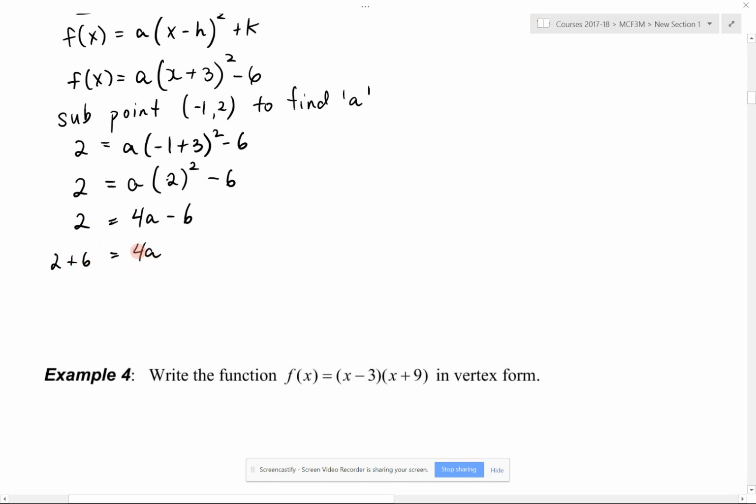And then if I want to get rid of the 4, I'll divide both sides by 4. So 8 divided by 4 equals 4a divided by 4, which just gives me a. And then the last step is 8 divided by 4 equals 2. So my a value turns out to be 2. And that's what I'm going to use to complete the equation. So my equation, therefore, is f of x equals 2 times x plus 3 squared minus 6.